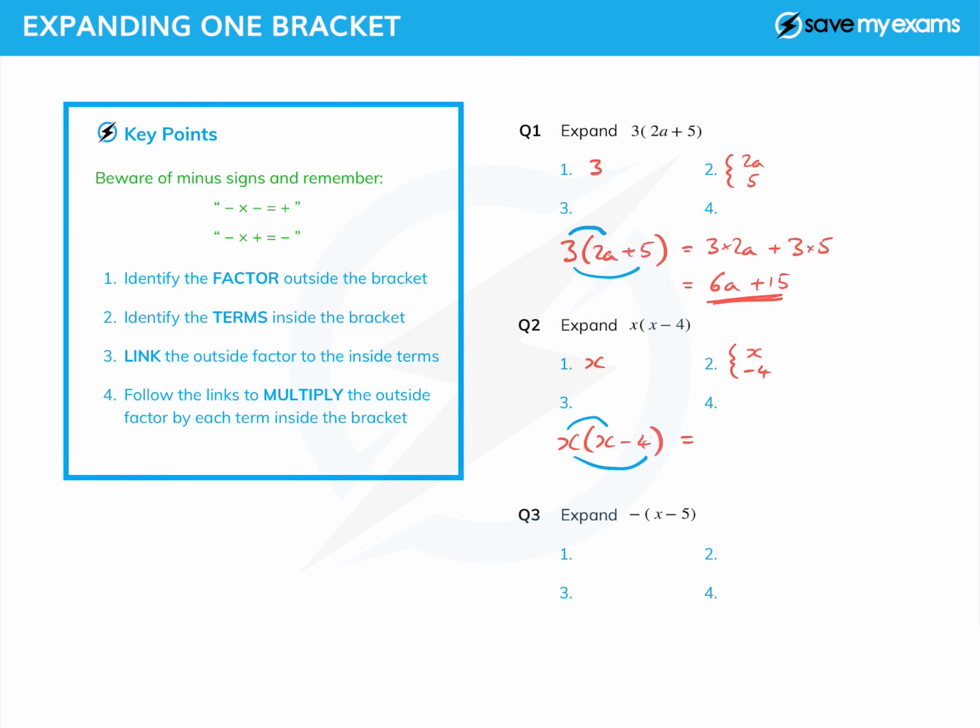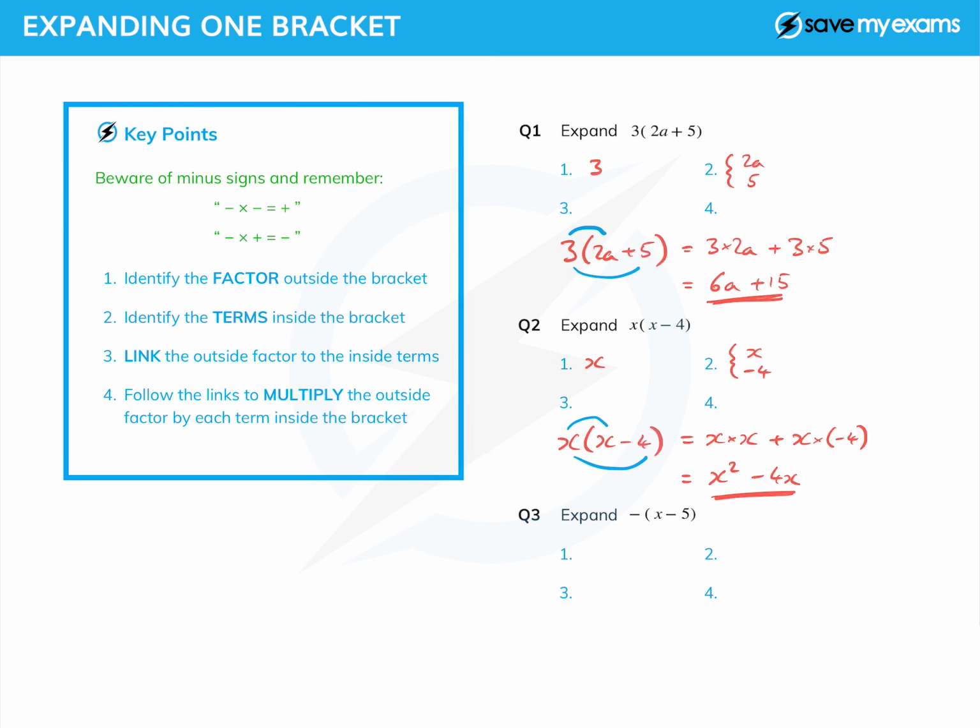And now step 4, perform the multiplication. So I've got x times x plus x times (minus 4). Okay, and I've put the minus 4 in a bracket just to be really safe. And now I can simplify this. x times x is x squared, and x times minus 4 is minus 4x. Plus times a minus is a minus. There we go.